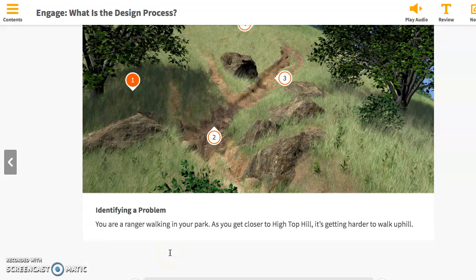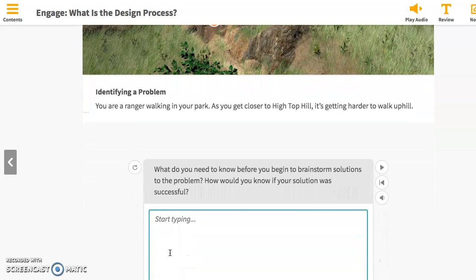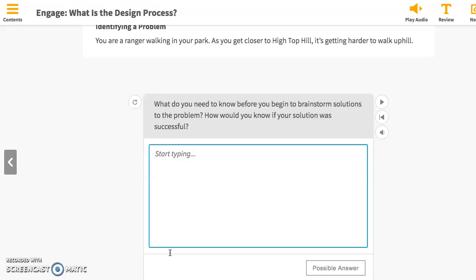You are a ranger walking in your park. As you get closer to High Top Hill, it's getting harder to walk uphill. People are sliding. People are having problems getting up the hill. So what you have to know before you think about solutions, how would you know if your solution was successful?